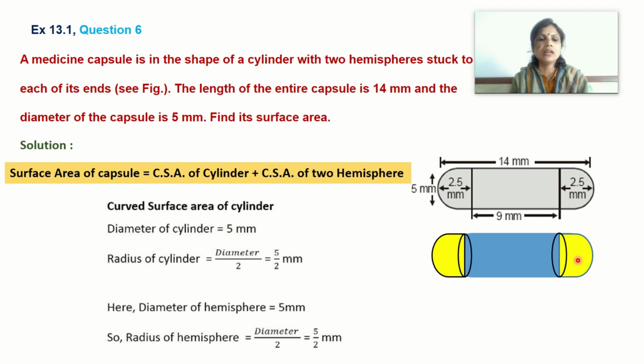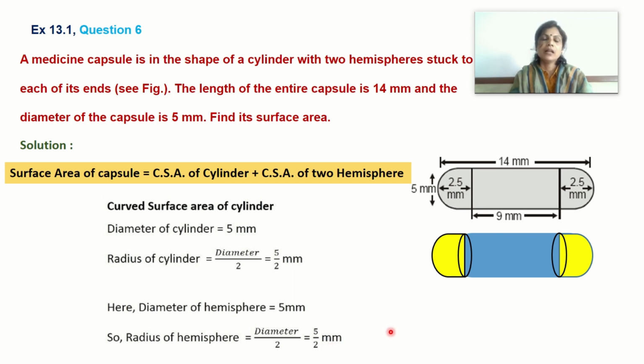We will first find the curved surface area of the cylinder. For that, we will need the radius of the base of the cylinder, and we are given that the diameter of the cylinder is 5 mm. So the radius is 5 upon 2 mm. We are also given that the diameter of the hemisphere and the diameter of the base of the cylinder will be the same. So the diameter of the hemisphere is 5 mm, and the radius of the hemisphere is also 5 upon 2 mm.